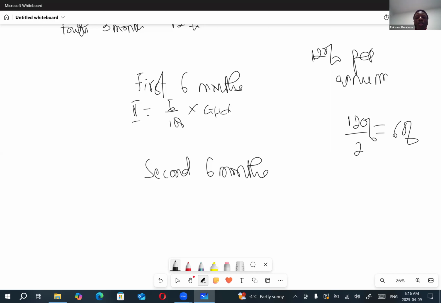So 6% is what you use for the first 3 months. 6% is what you use for the second 3 months. If you do it very well, you see that 6 plus 6 is what? 12. The whole year, you are using 12%, meaning you've not deviated.